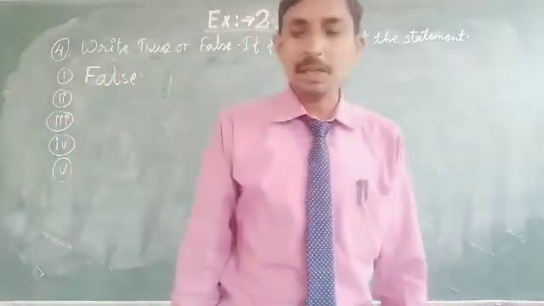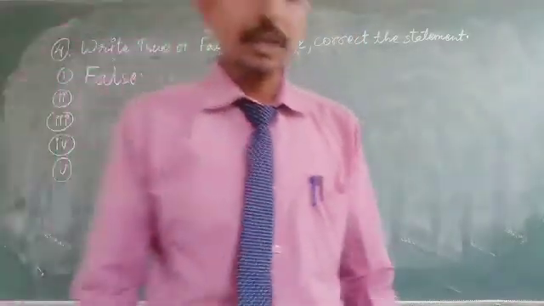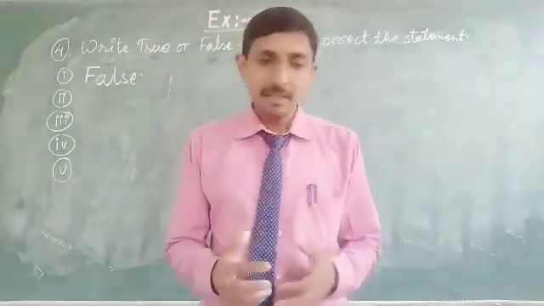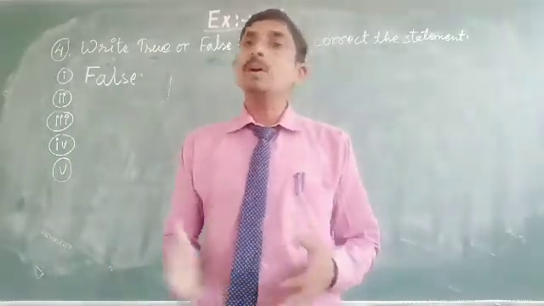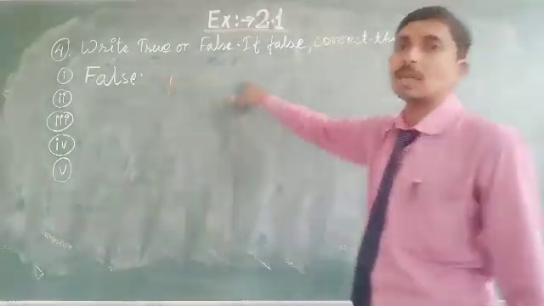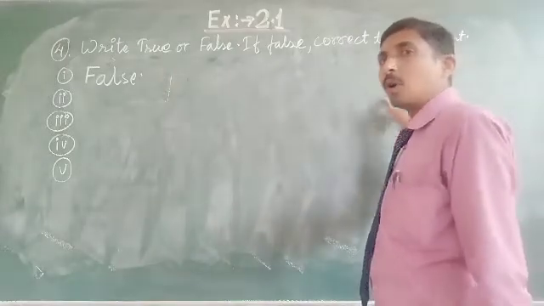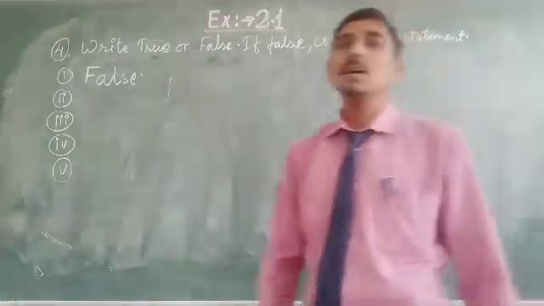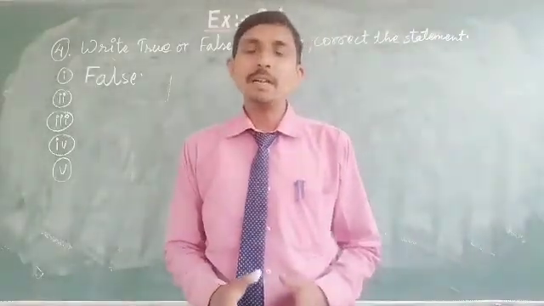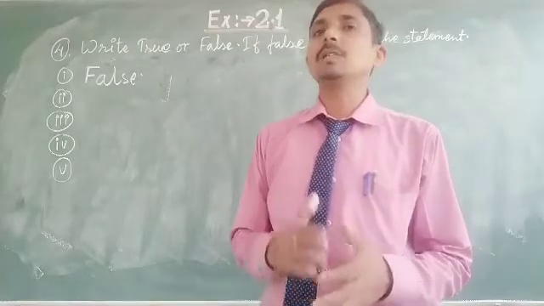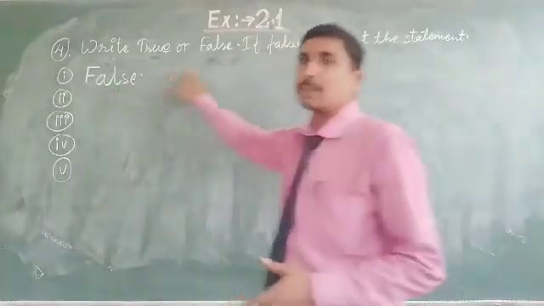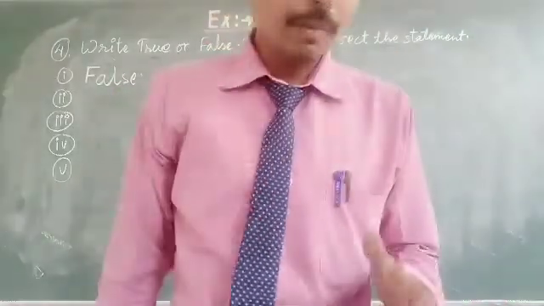And how do we correct the statement? Now we correct the statement in this way. We have to write the correct statement like this: if two whole numbers are added, the sum is always a whole number, because it is the closure property of addition. In closure property of addition, we say that when we add two whole numbers, the result is always a whole number. So that's why we have to write false and we have to write the correct statement.